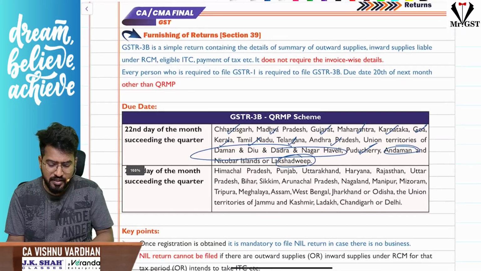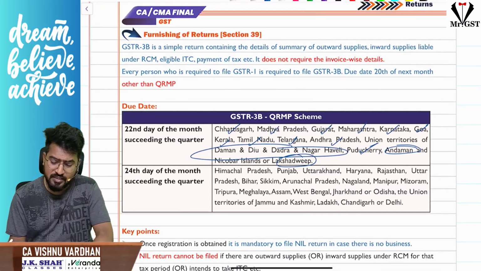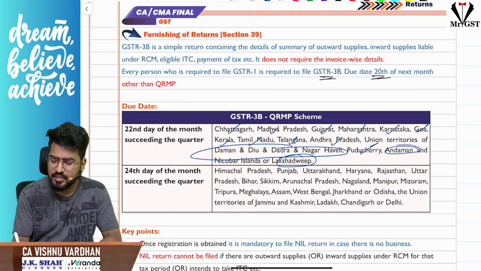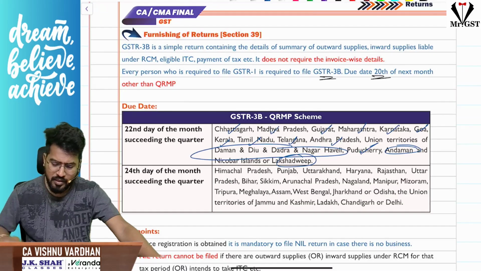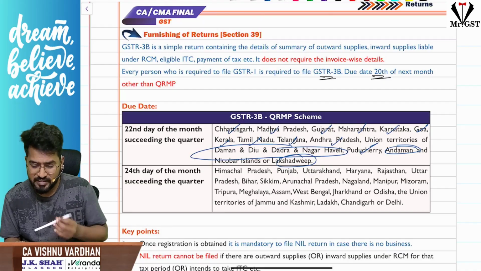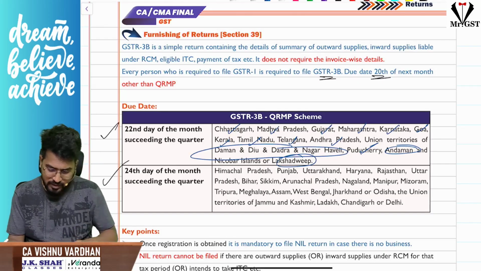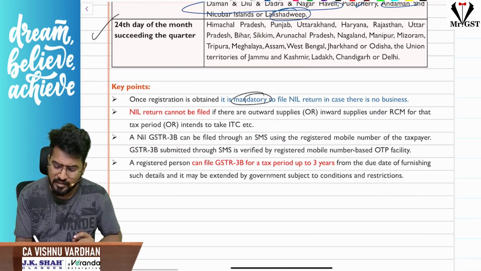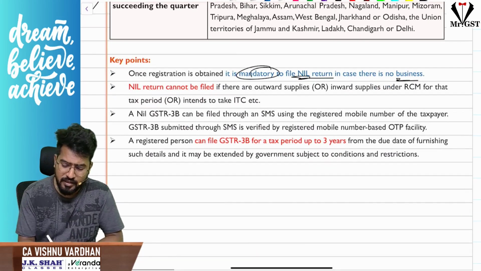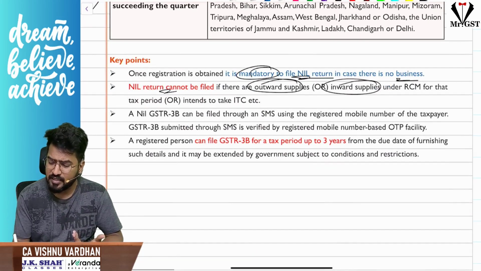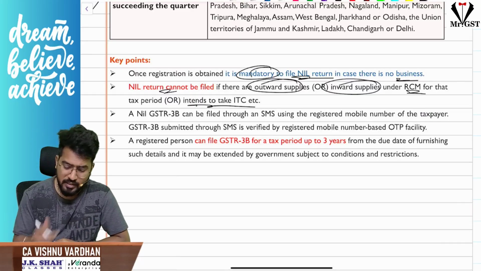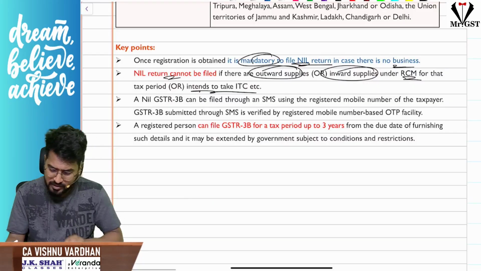Next, GSTR3B, section 39. We have already discussed the due dates. Generally the GSTR3B due date is the 20th of the next month. And if you are under the QRMP scheme, then the 22nd or 24th, based upon which state you are located. All of that we have already discussed. And of course you have to file a nil return for GSTR3B even if there is no business, but a nil return cannot be filed if there are any outward supplies, any inward supplies under RCM, or if you want to take any ITC.